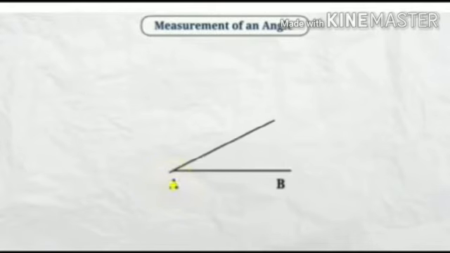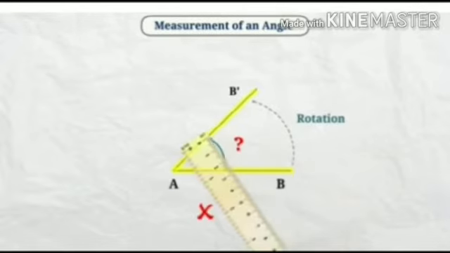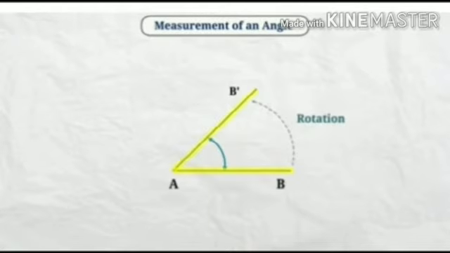Now, let's understand how to measure an angle. Look at the line segment AB. Suppose we move AB such that A remains at its place. We call such movement rotation. Here, how can we measure the separation between the initial position and the final position? We cannot do so using a ruler, but we can do so by measuring the angle between the initial position and the final position, that is, the arms of the angle.